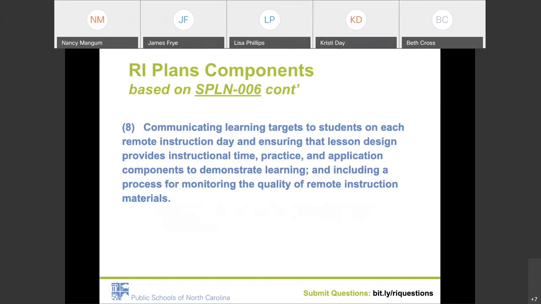Jamie, Nancy, thank you for sharing. Very good information there and resources that will be available to you.